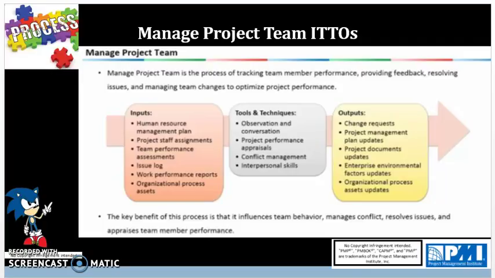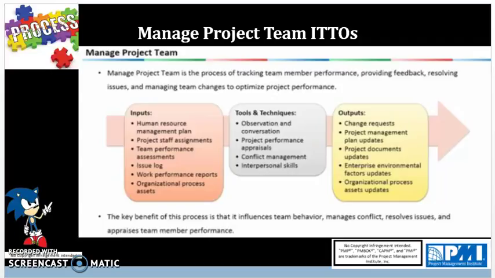So for outputs, we have change requests. Typically this is in the form of maybe reassigning certain staff members to a different project if there is too much of a conflict going on between team members, or reassigning them to a different project because they're better suited for it. Or it could be coming in terms of getting a new resource in place of another one in case they were promoted to a different project.